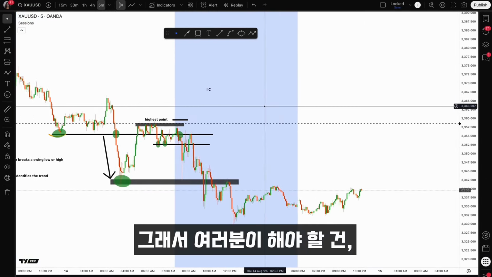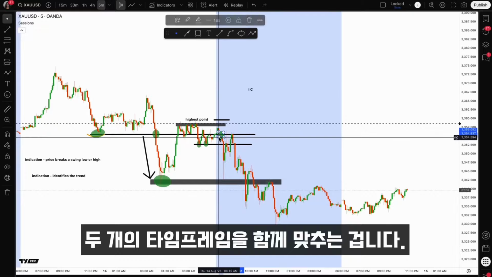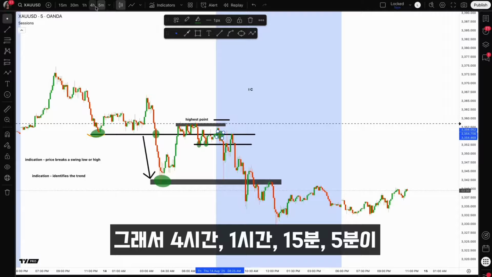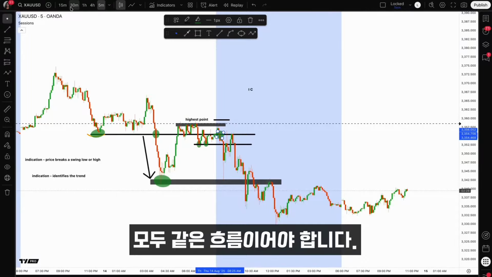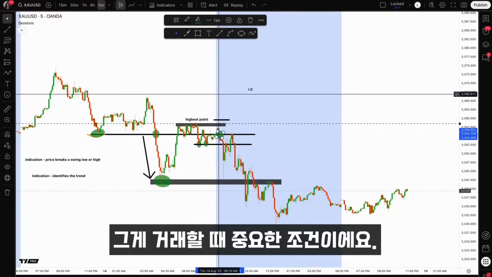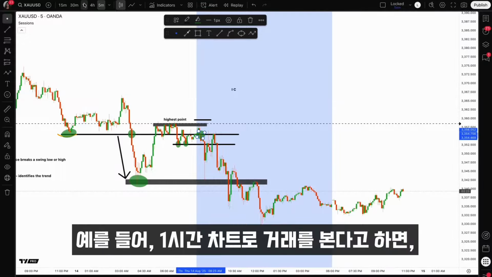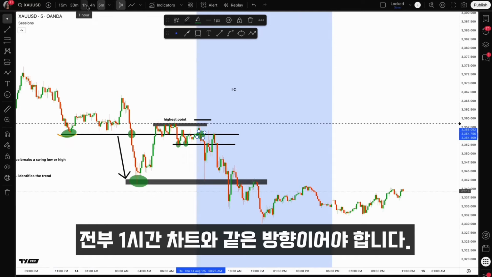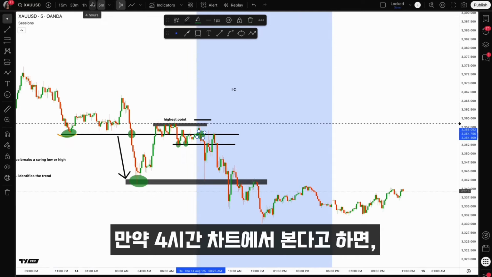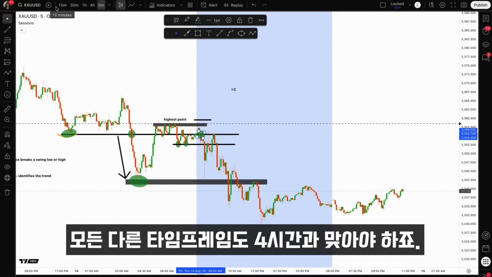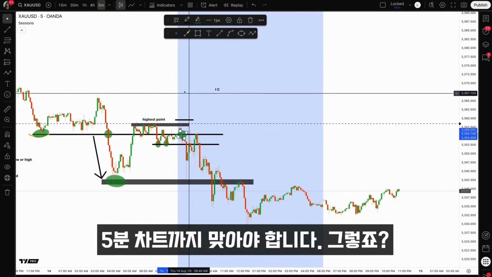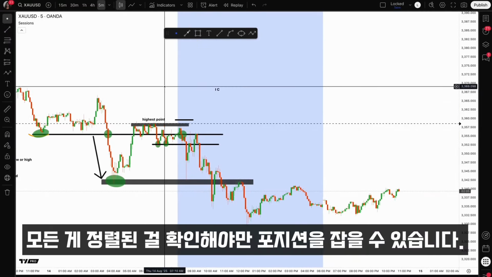So just make sure you correlate both your time frames together whenever it comes to trading price, and make sure everything is on the same accord. So make sure the 4 hour, the 1 hour, the 5 and the 15, they all correlate if you're looking for a trade. So if you're looking at a trade on the 1 hour time frame, your 30-minute, 15 and 5-minute needs to be on the same accord as your 1 hour. So if you're looking for one on the 4 hour, all the other time frames need to align. If you're looking for a trade on the 30-minute or 15-minute, then your 5-minute has to align, right? Everything has to align before you take that position.